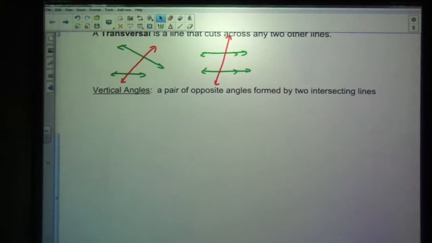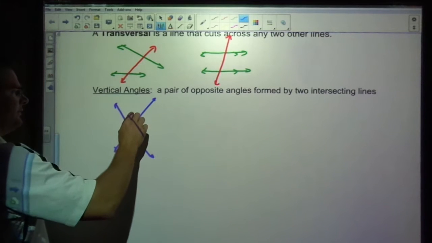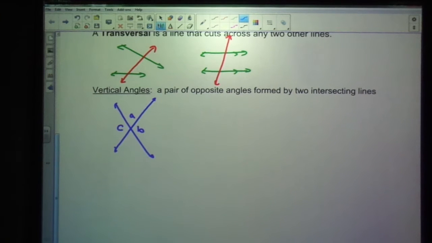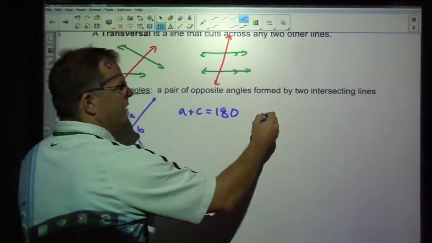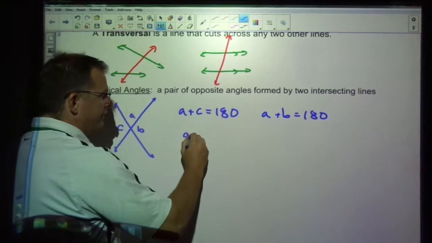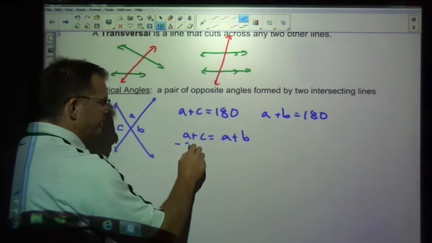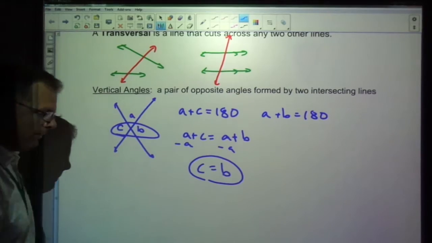The next one is vertical angles, and that is a pair of opposite angles formed by two intersecting lines. Line 1, line 2, if this is angle A and this is angle B and this is angle C, we know that B and C are equal to each other. The proof we've used for this is to say that since A plus C is 180, because those are supplementary, and since A plus B is 180, because those are supplementary, then if they're both equal to 180, they must be equal to each other. Now I can simply subtract A from both sides, so C must equal B. These two angles are going to be equal.